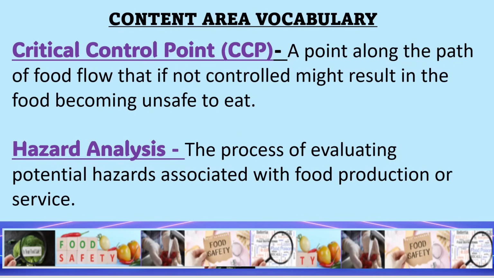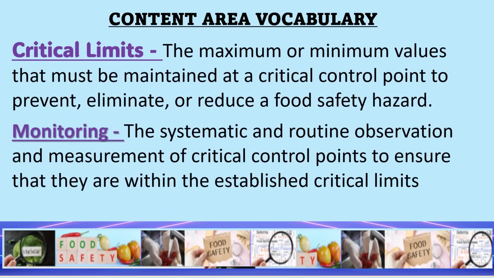Hazard analysis is the process of evaluating potential hazards associated with food production or service. The critical limits are the maximum or minimum values that must be maintained at a critical control point to prevent, eliminate, or reduce a food safety hazard. Monitoring is the systematic and routine observation and measurement of critical control points to ensure that they are within the established critical limits.